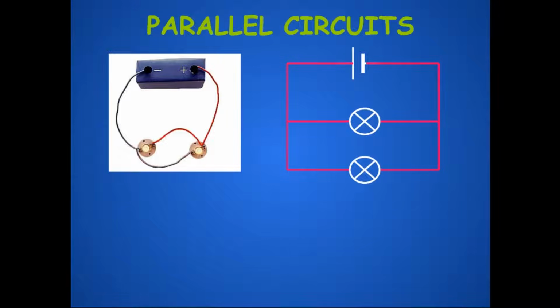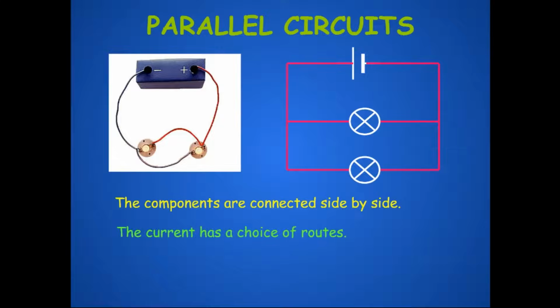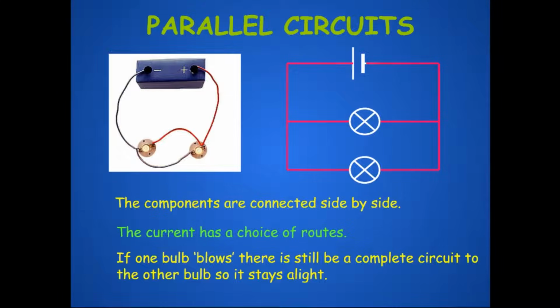Parallel circuits have multiple paths for current flow. The components are connected side by side. The current has a choice of routes, and if one bulb blows, there is still a complete circuit to the other bulb, so it stays lit. The total voltage equals the voltage across each branch. The total current equals the sum of the branch currents, so it's a little bit different than the series circuits. So let's look at an example.